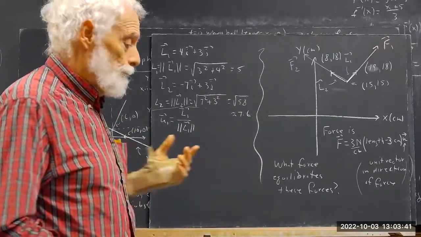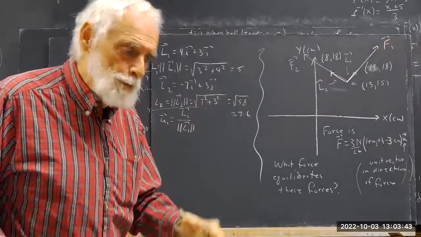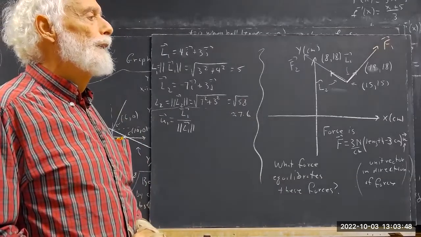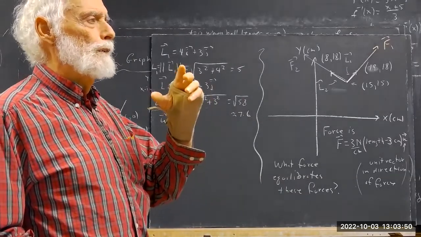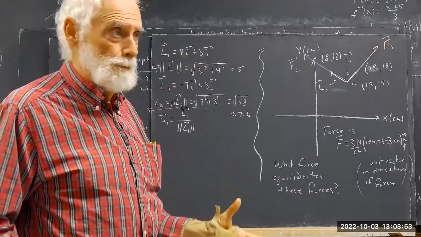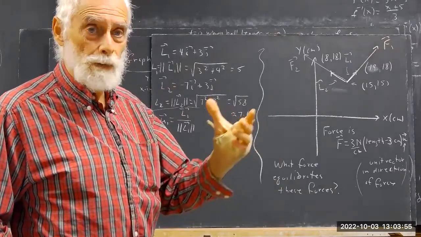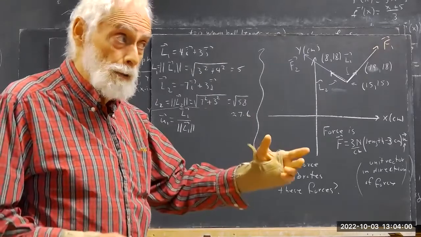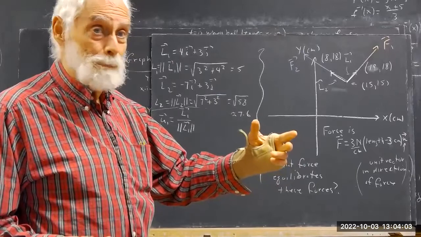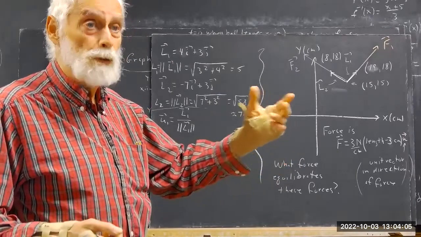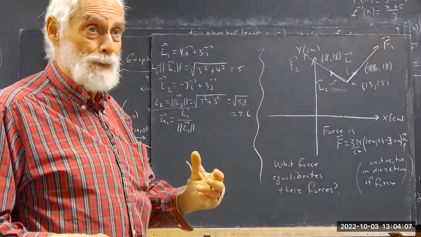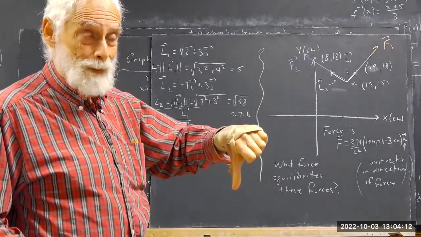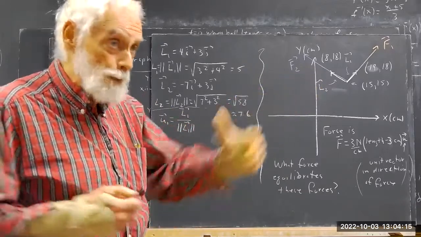Well, if you have a vector of length 9, and you want to get a vector of length 1 in the same direction, are you going to multiply 9 by some number bigger than 1, or are you going to divide it by a number? Say multiply, divide. You're going to divide. You've got to make it short. So you're going to divide its length.